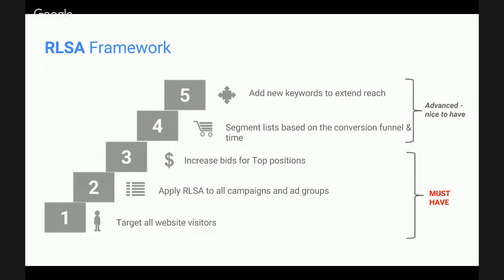And when it comes to must-have, we have 3 parts. One is target all website visitors. Second one is apply RLSA to all campaigns and groups. And third one is increase the bids for the top positions. And I'll explain now in detail.